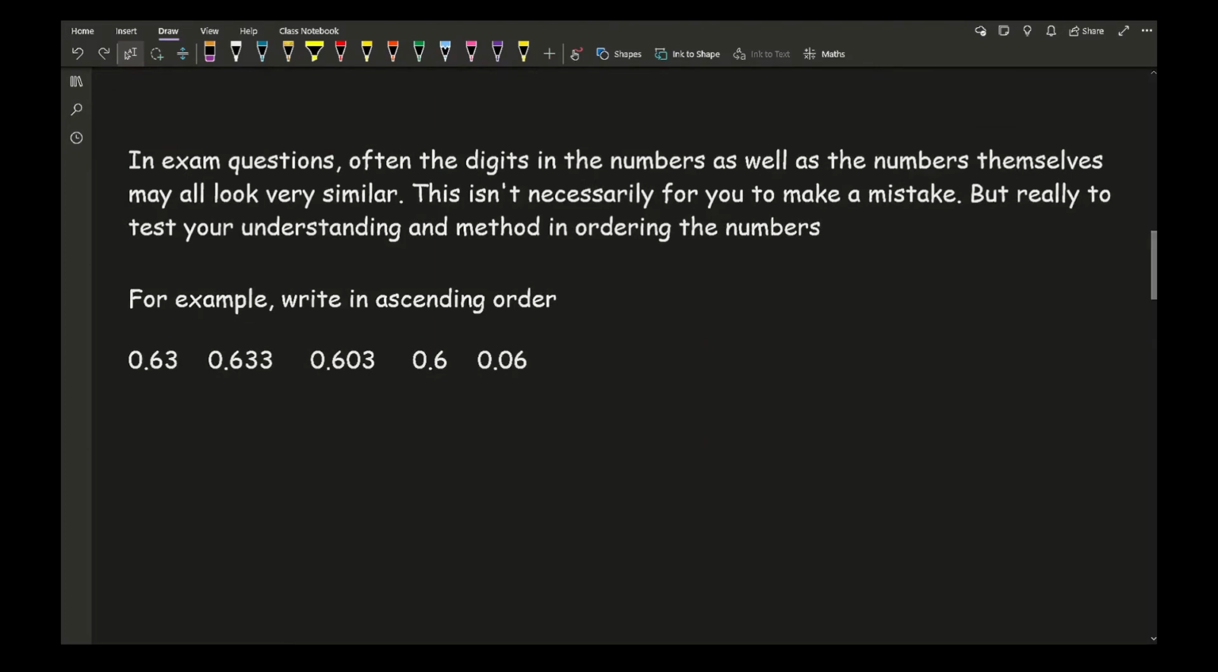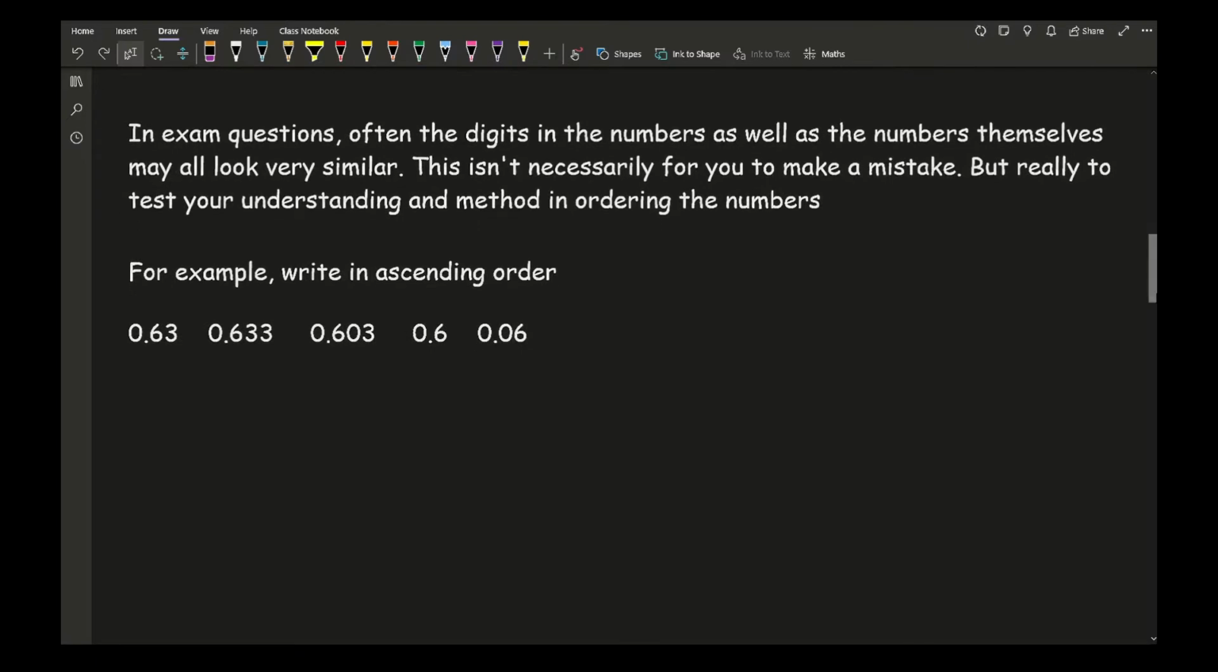Now, in exam questions, often the digits, as well as the numbers themselves, may look very similar. This isn't necessarily for you to make a mistake, but really for you to test your understanding and method in ordering the numbers. So, for example, here, again asked in ascending order, you can see a lot of 6s, 3s and 0s all over the place. And again, if you look at it too closely, they can all seem like the same number.